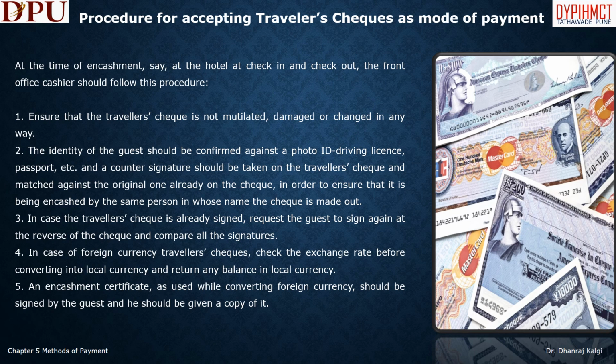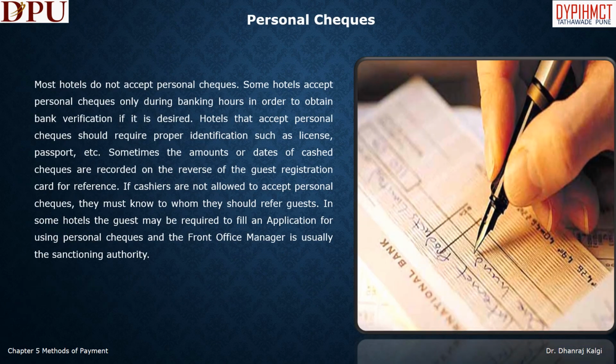3. In case the traveler's check is already signed, request the guest to sign again on the reverse of the check and compare all the signatures. 4. In case of foreign currency traveler's checks, check the exchange rate before converting into local currency and return any balance in local currency. 5. An encashment certificate, as used while converting foreign currency, should be signed by the guest and he should be given a copy of it.